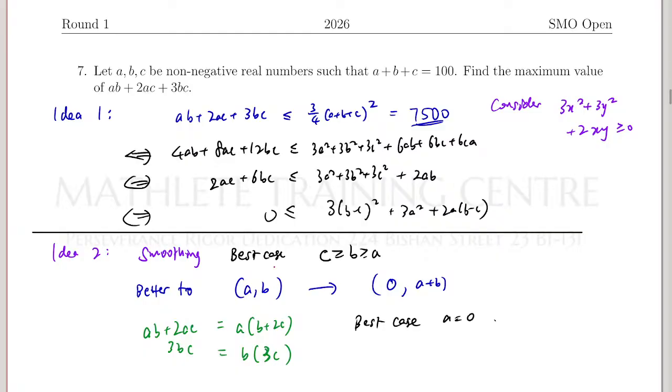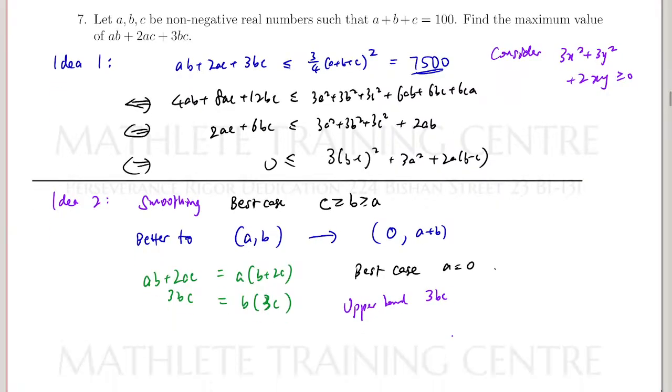So by doing that, you can confirm that if the best case is A equals 0, the expression is actually just the single term 3BC. You just need to find a way to upper bound 3BC. Of course, now straight away AM-GM will tell you what this is at most. Yeah, this is from your AM-GM, you'll be able to get this. And so that's where idea one comes from.